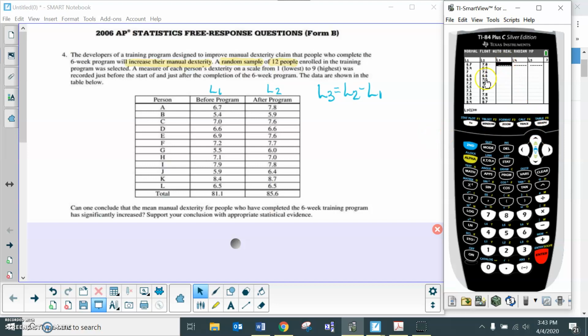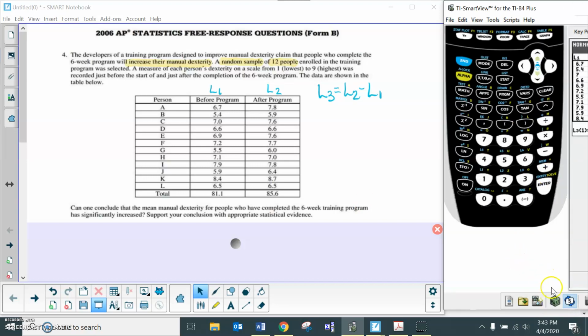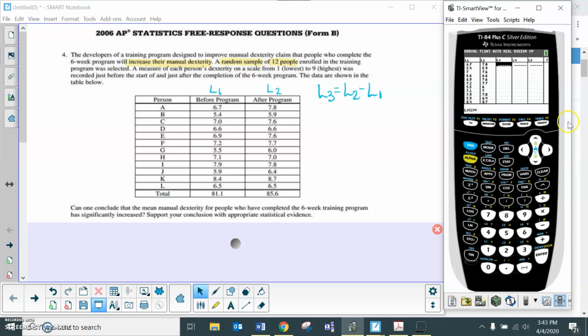So I'm going to go over to my calculator and let me see if I can get this to show you what I'm doing. Nope, not that one. That one, I think. So on my calculator, I'm going to highlight L3 and press L2 subtract L1. The reason I chose to subtract in that direction is because I expect improvement, so I expect the L2 numbers to be bigger. So I did that while I had L3 highlighted, L2 minus L1.